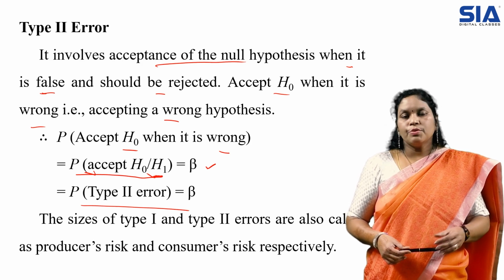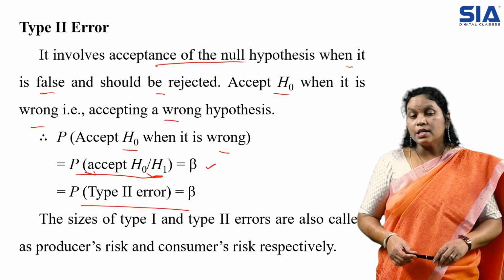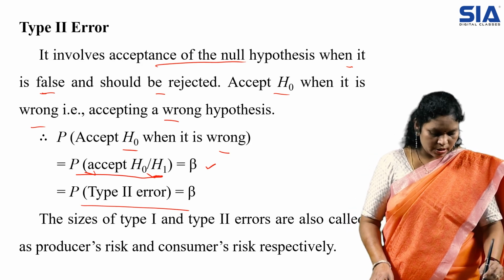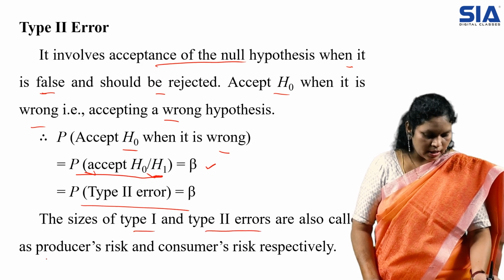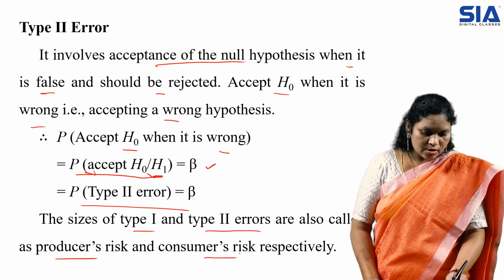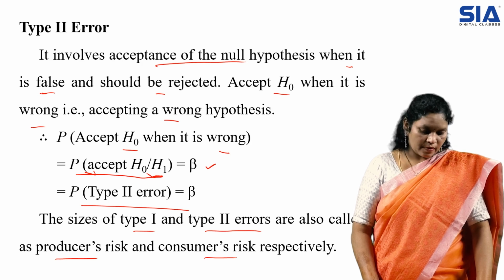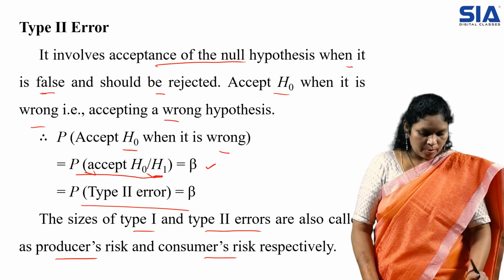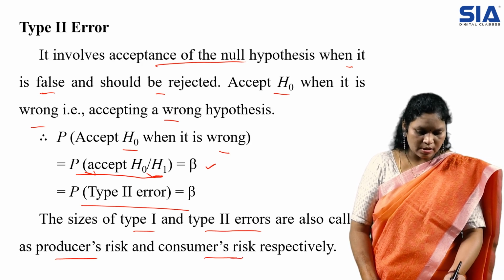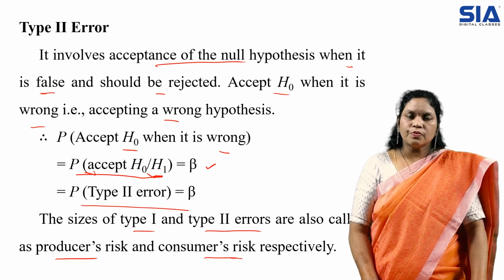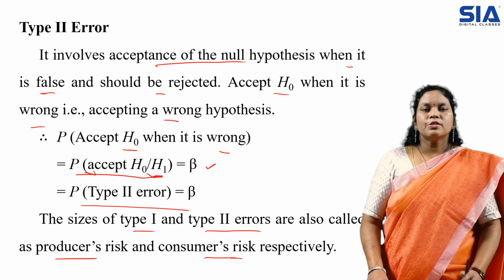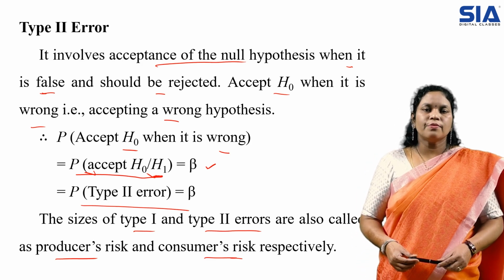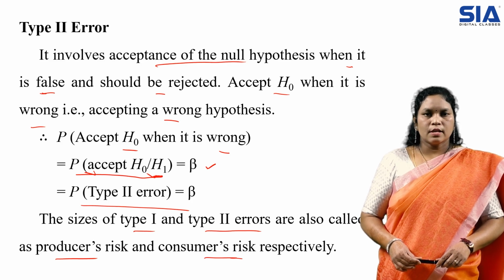Type 1 and type 2 errors also have one more name. The sizes of type 1 and type 2 errors are also called producer's risk and consumer's risk. So type 1 error is called producer's risk, and type 2 error is called consumer's risk. These are the other names for type 1 and type 2 errors. So this is the concept of type 1 and type 2 errors. Hope you have understood the concept of types of errors. See you all in the next session. Thank you.